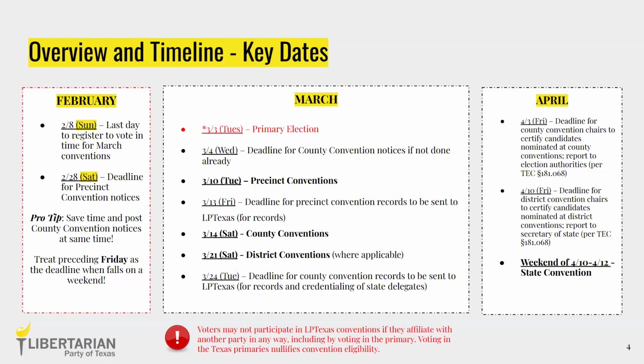But for right now, what I really want to make sure that you are familiar with is the key dates. By now, all of your delegates should have already registered to vote, if they hadn't been registered already, to be eligible for the precinct convention. Typically, allow 30 days to have your voter registration processed. With our precinct conventions being on Tuesday, March 10th, we were encouraging everyone to be registered by February 8th, which is a Sunday.